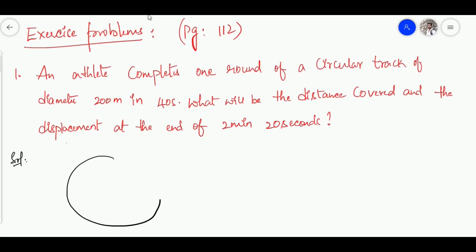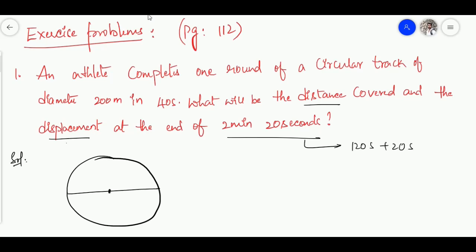So let's draw here. Let's say this is the circular track and this is the diameter of the circular track, which is 200 meters. And he has taken 40 seconds to complete one round. We need to find both distance and displacement by the end of 2 minutes 20 seconds. So let's take this time in seconds. 2 minutes 20 seconds means 2 minutes is 120 seconds plus 20 seconds. The total will give 140 seconds.